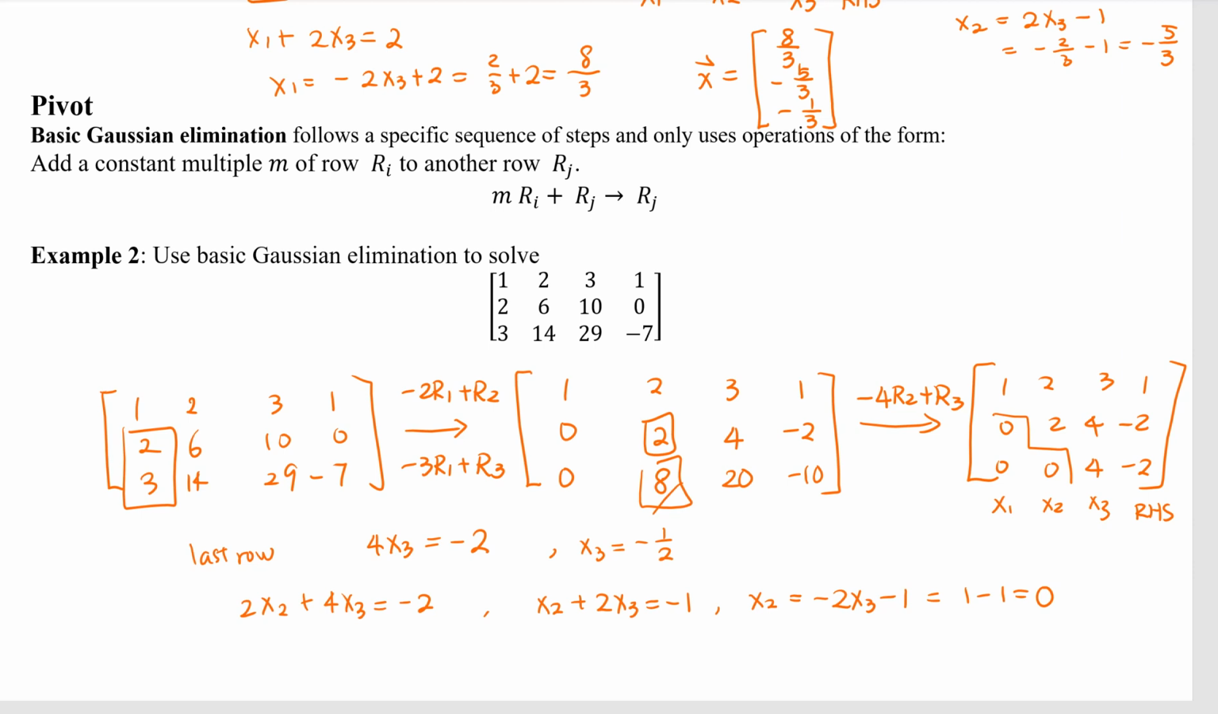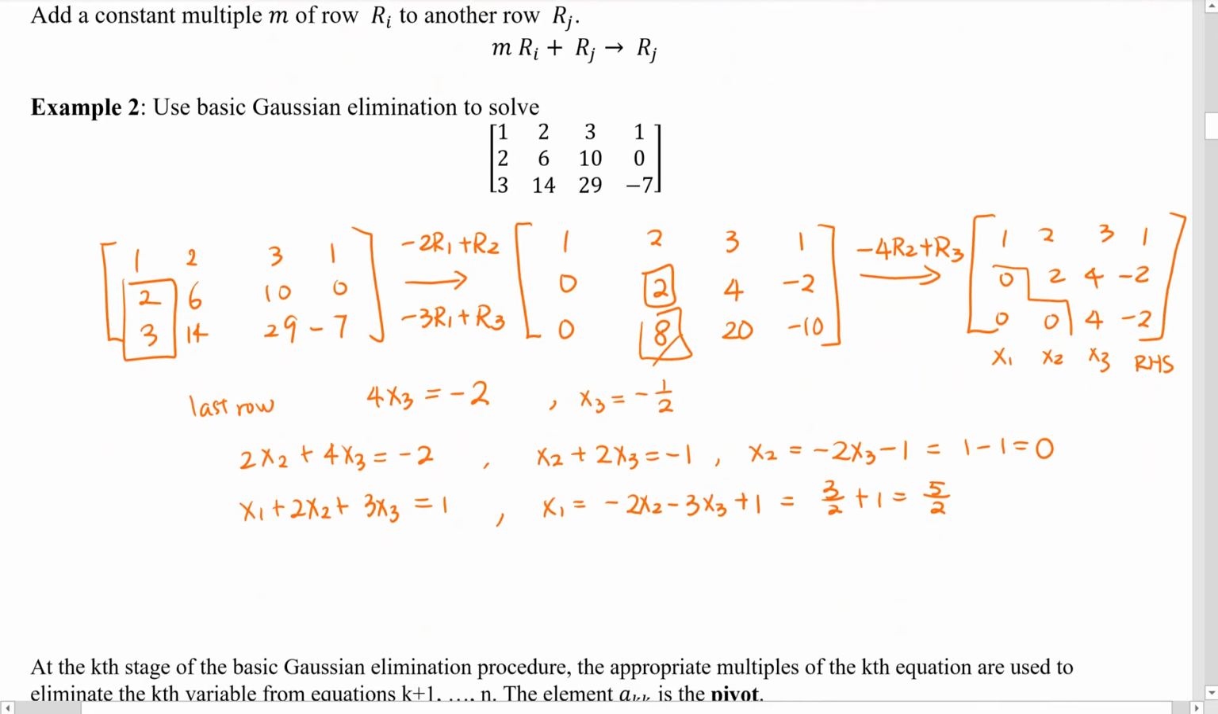First row, we have x1 plus 2x2 plus 3x3 equals 1. Well, x1 is then negative 2x2, minus 3x3, and plus 1. Well, x2 is 0. For x3, minus minus becomes plus. So 3/2 plus 1 is 5/2. So far, so good, everybody. So our solution is x1 is 5/2, x2 is 0, x3 is minus 1/2. Okay.